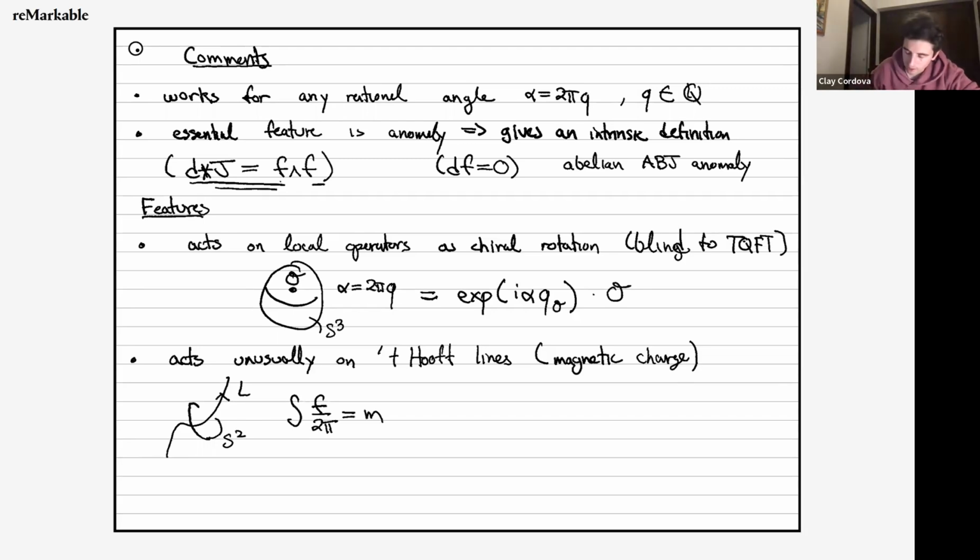And the essential point is that this creates the topology needed to violate, for abelian instantons.